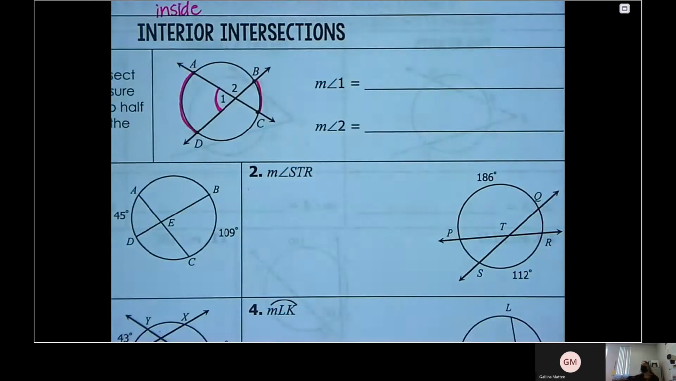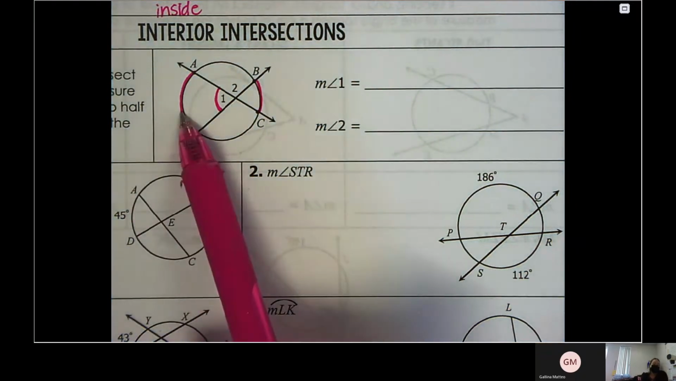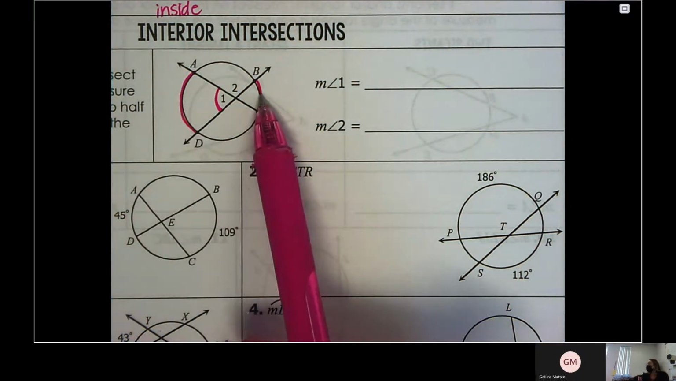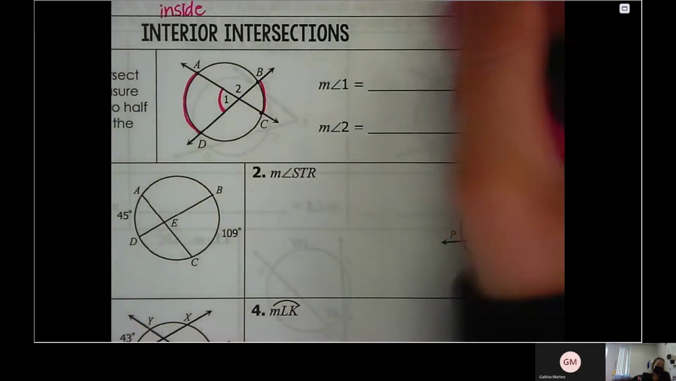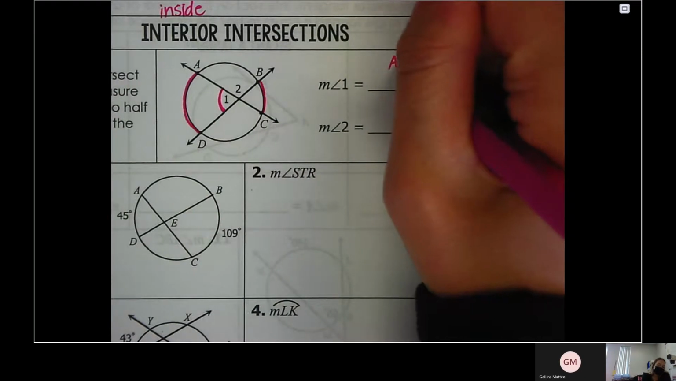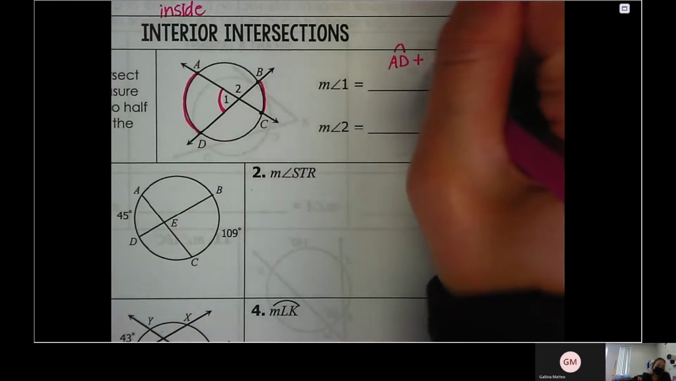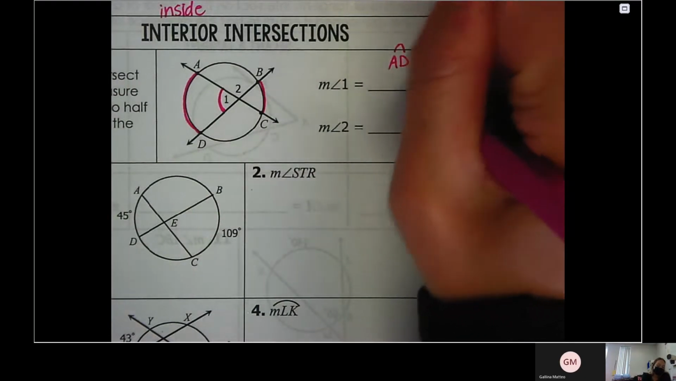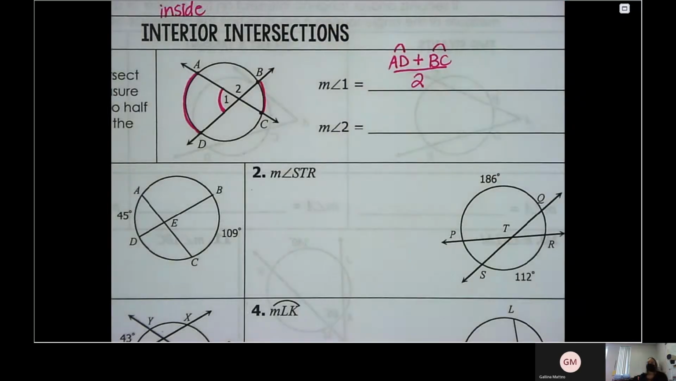So if I wanted to find the measure of that angle 1, what I would do is I would add together arc AD plus arc BC, and then I would divide by 2. I'm finding the average of the two, and that will give me the angle measure. So I'm going to add arc AD plus arc BC, and then divide by 2. That'll give me the measure of the angle 1.